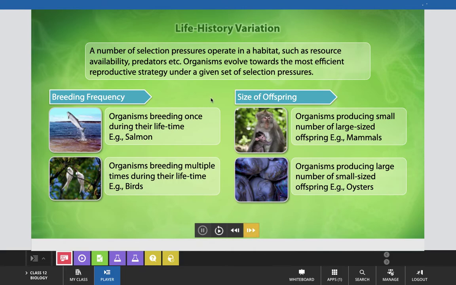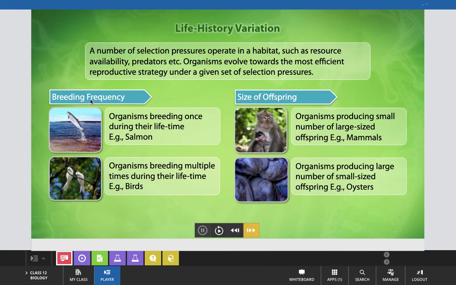Now come to the another fact related with the population, that is known as life history variation. Here this phenomenon can be defined as a number of selection pressures operate in a habitat, such as resource availability, predators, etc., and organisms evolve towards the most efficient reproductive strategy in its habitat under a given set of selection pressures according to Darwinian fitness.